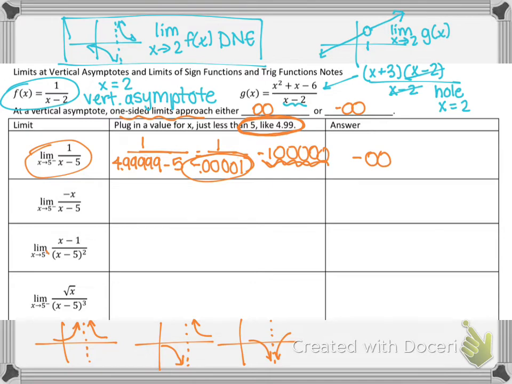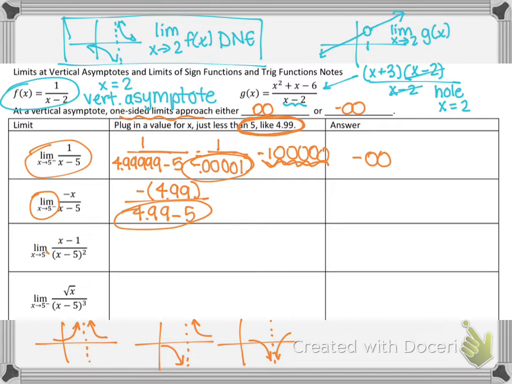Okay, let's look at the next one. So we're approaching 5 from the left again, but I have an x on top this time. So I'm going to think about plugging in my 4.99 to the numerator and 4.99 to the denominator. Again, the closer I get to 5, the bottom is going to get teeny. If the bottom gets really, really small, the answer gets really, really big.